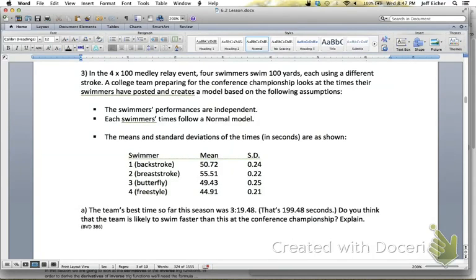What I'd like to address about this number three is notice that you have multiple means. So to find the team mean, you're comparing the team mean with this number, which was their best time. So you're going to be adding those means.